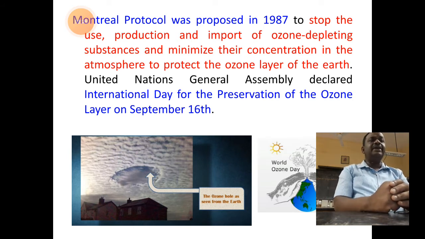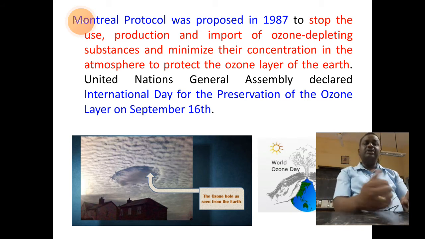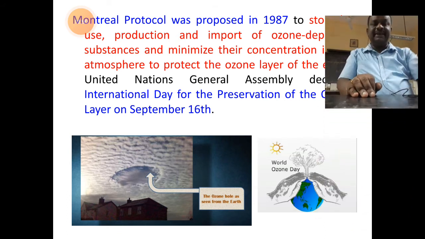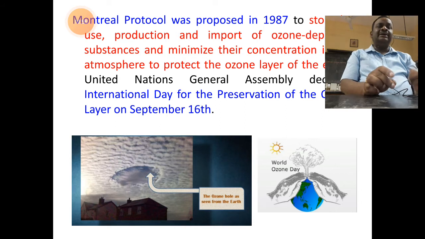The United Nations General Assembly took a stand and declared the 16th of September of every year to be celebrated as International Ozone Day for the protection of the ozone layer. So, down in the picture, students, you can see towards the left side how the hole is seen over the Antarctic area of the South Pole.